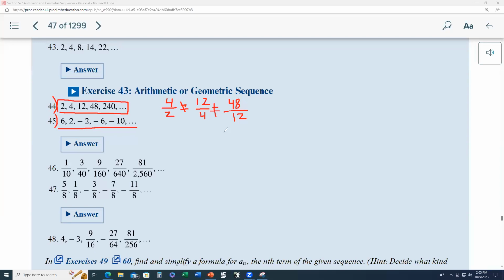Is it arithmetic? Okay, you're saying arithmetic? Okay, if it is arithmetic, it should have a common difference. What do you think it is?